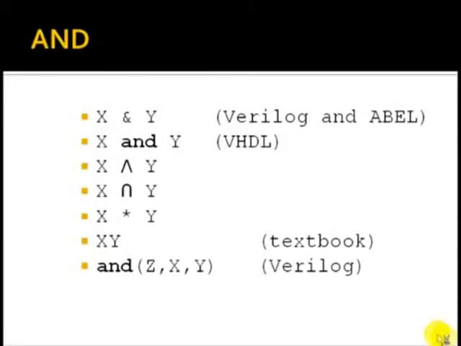Here are some other symbols for AND. This little upside down V symbol is sometimes used to indicate the AND operation. Also, this thing that looks like an upside down U is often used for AND. Sometimes the asterisk is used, indicating a kind of multiplication, since AND is like a logical multiplication. Some textbooks will not put any symbol, just put X and Y together indicating AND. We can't do that because sometimes we'll use XY as a variable name. And again, Verilog has an AND function whose output Z and two inputs X and Y are given in the parameters.